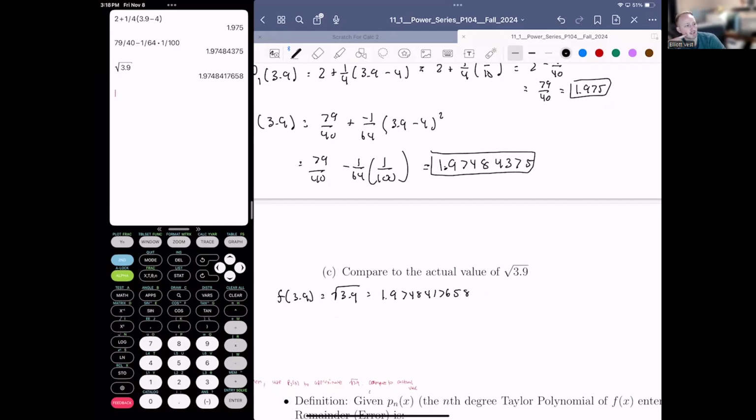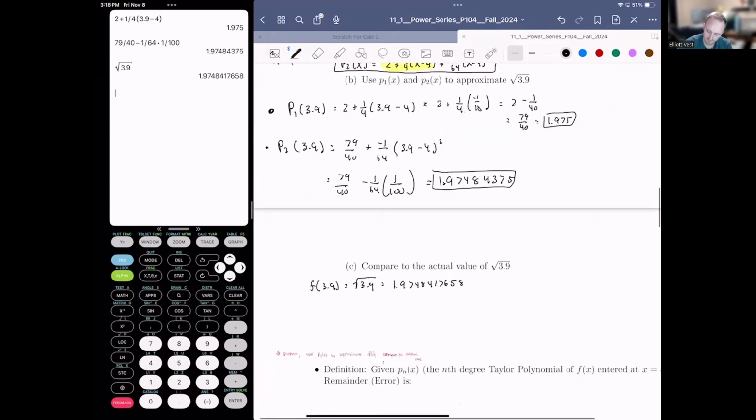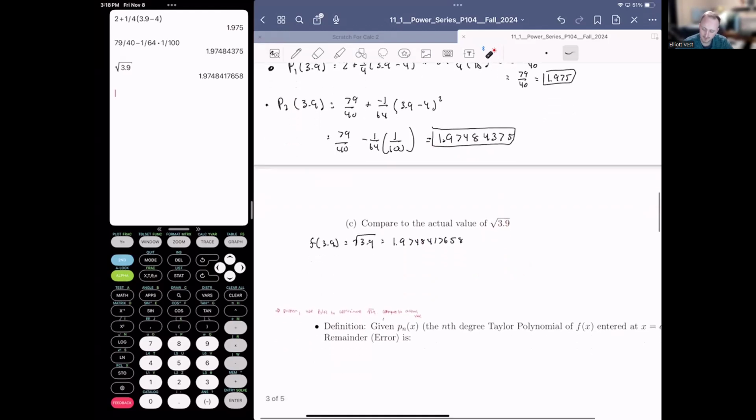Let's compare that to the answers we got. Oh, notice 1.97484. Oh man, it's good up to like 5 decimal places. And that's only up to P2, right? So these are pretty good and accurate if you're trying to find approximations for things close to what we already know. And I already know the square root of 4, so it should make sense for that there.